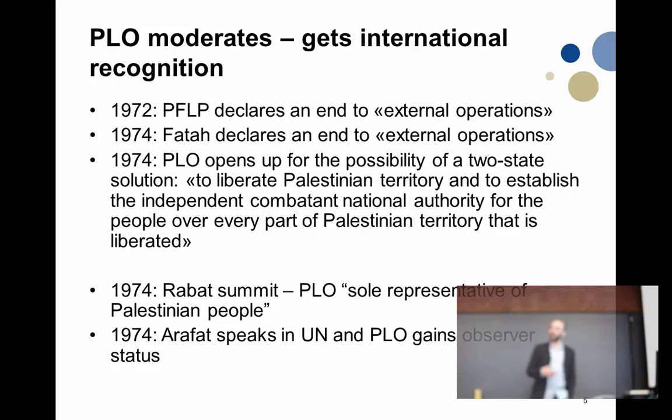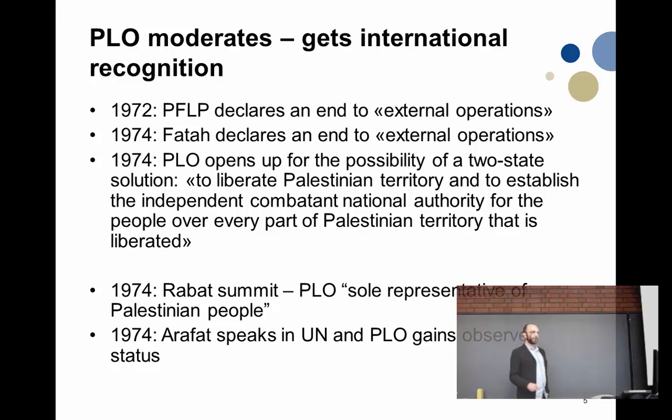Now, obviously, we can go into the whole discussion of whether they really meant that and the degree to which they were allowed to be autonomous by the other Arab heads of state. But anyway, the political statement is there. And that's what really matters in terms of the global community recognizing that they are a political entity.